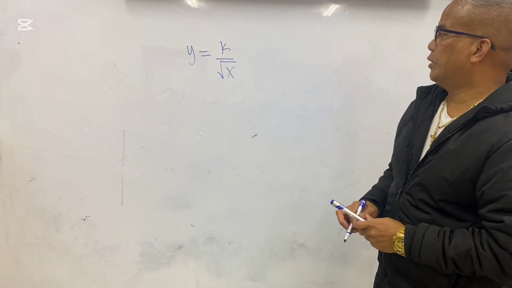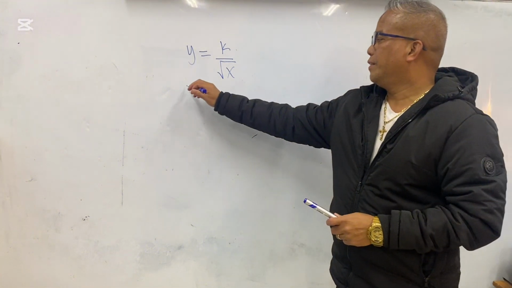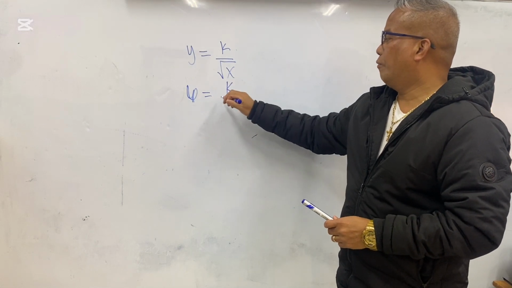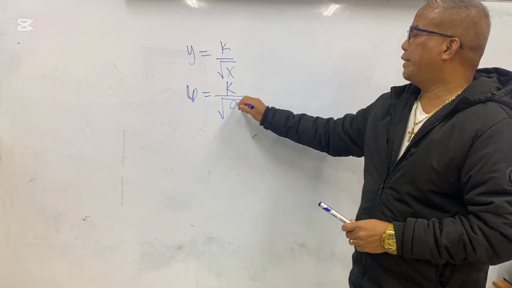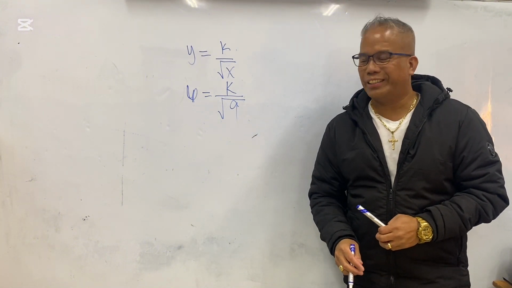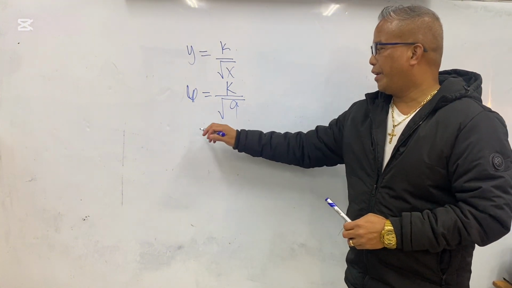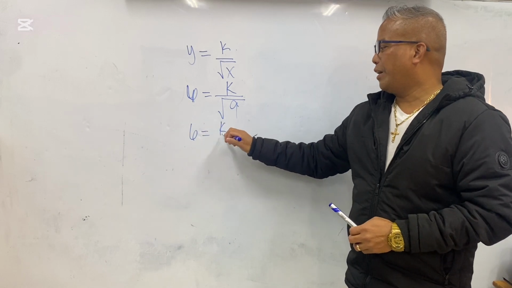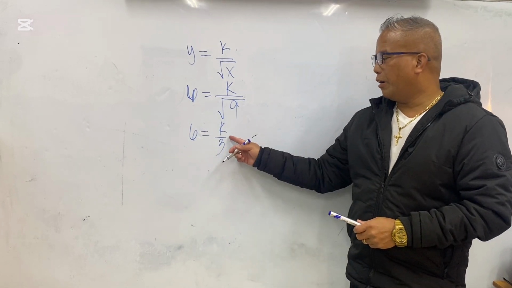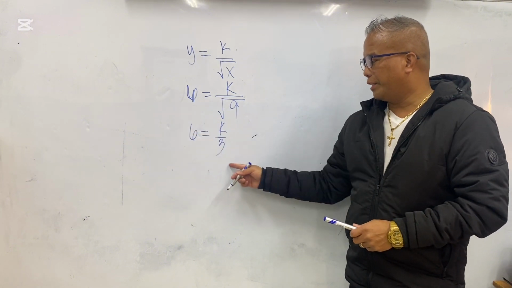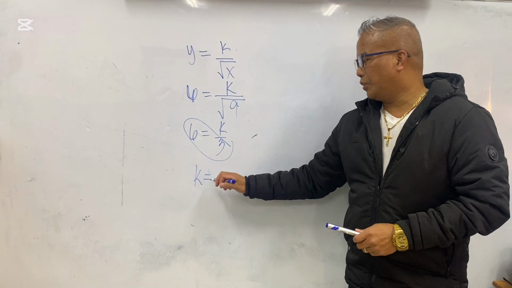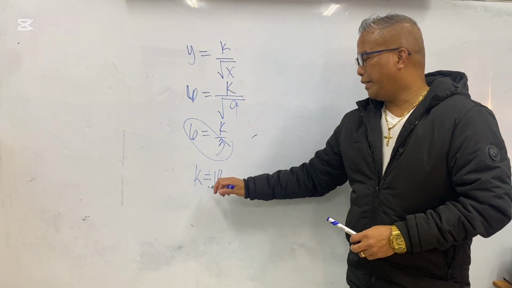Then we will substitute. The value of y is 6, equal to k over square root of 9. Then what is the square root of 9? The answer is 3. So 6 equals k over 3. And then to find the value of k, we will multiply 6 times 3. So k is equal to 18.